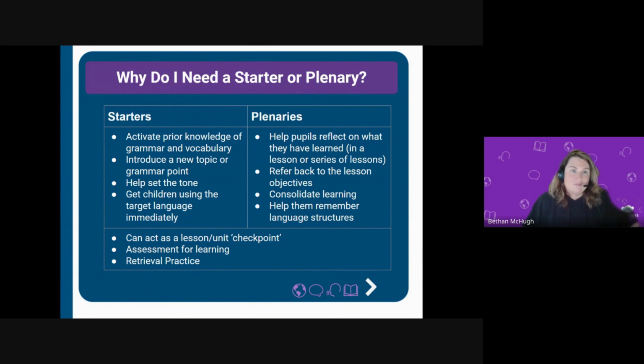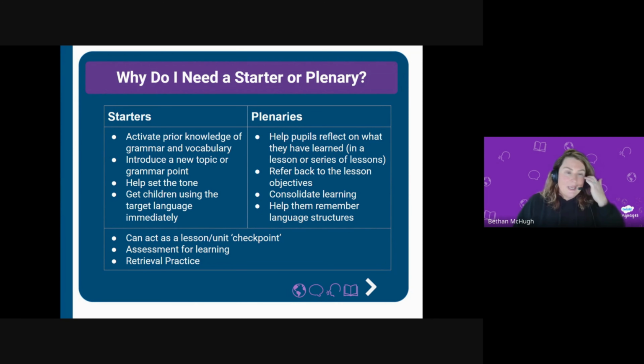Starters, as we know, set the tone for the lesson, but actually they're fantastic for activating prior knowledge of grammar and vocabulary. So if you're going to introduce something new, this is your chance to remind them of what that might be. If you're going to be doing some new nouns, then a starter that looks at masculine and feminine might be really useful. Or if you're going to be looking at adjectives, then a starter that looks at adjective agreements or something like that is going to be really helpful, or identifying adjectives in a sentence, for example.